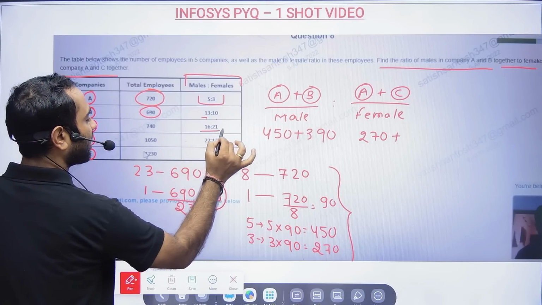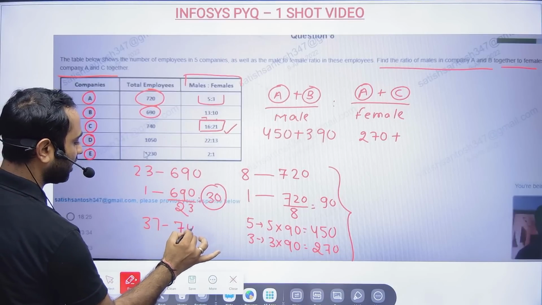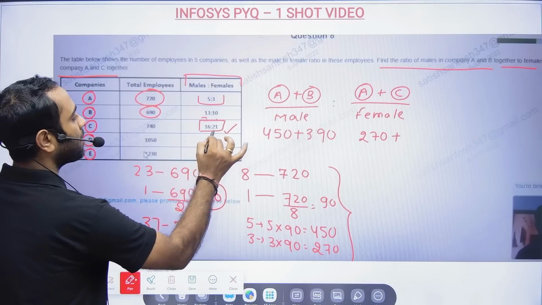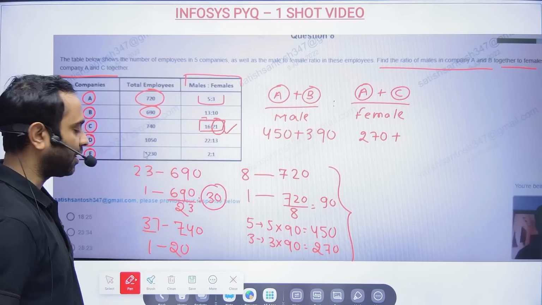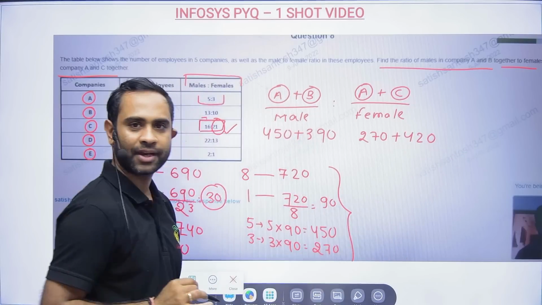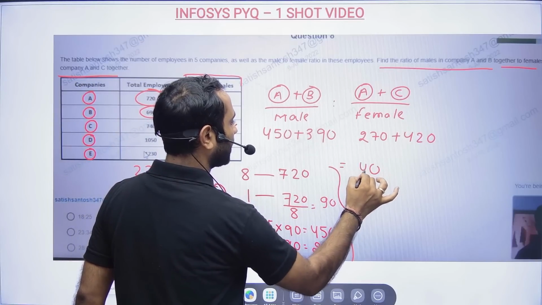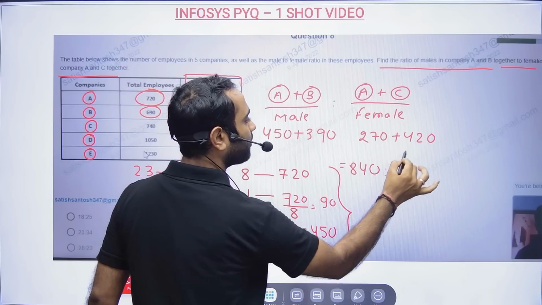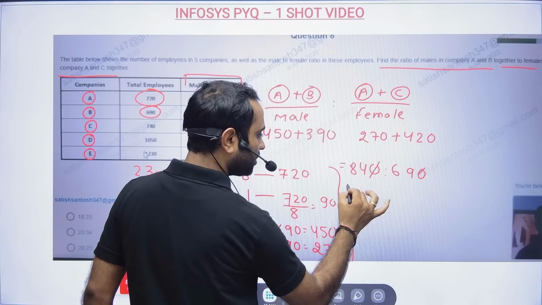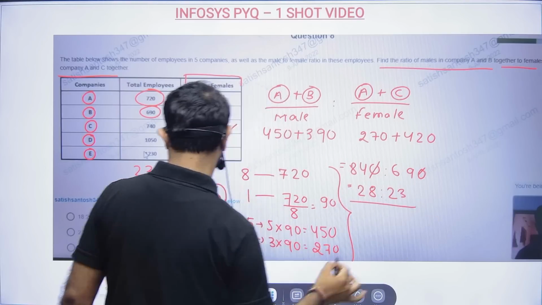In company C, now I need to get the females. 16 plus 21 is 37 units, which equals 740. So 1 unit will be equal to 20, since 37 twos are 74. The number of females is 21 units, so 21 into 2 is 420. Now add: 450 plus 390 is 840. So the ratio is 840 to 420 plus 270, which is 690. The zeros cancel, 3 times 28 and 3 times 23, so the ratio is 28 to 23.